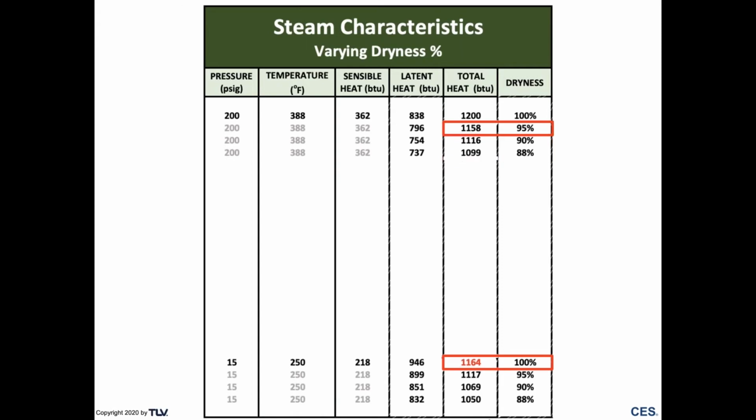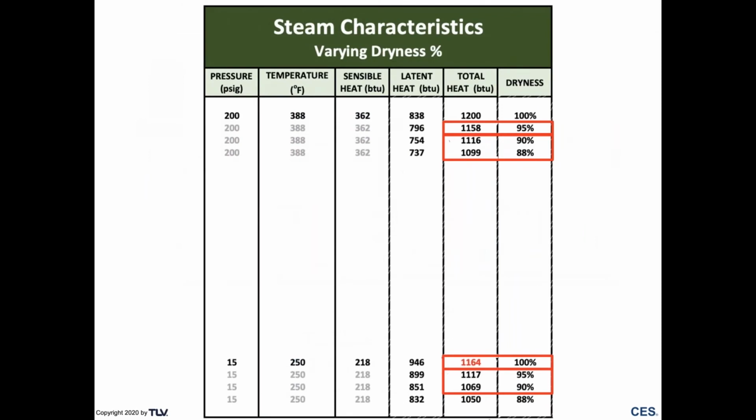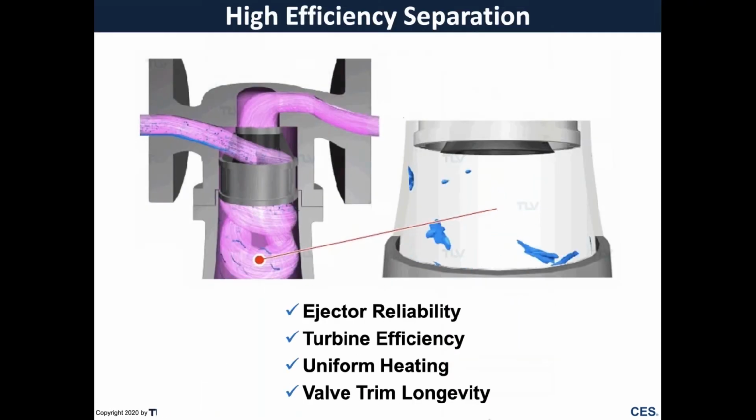Now, if your steam is at 90%, like 1116 BTUs, that's going to give you wet steam at 95% downstream. That's just theoretical because you still haven't considered all these other losses. If you're using 90 or 95% steam going into different pieces of equipment, it's not going to allow you to optimize the production of that equipment. That's why we want to use high efficiency separation.